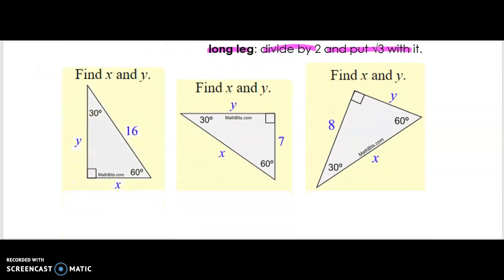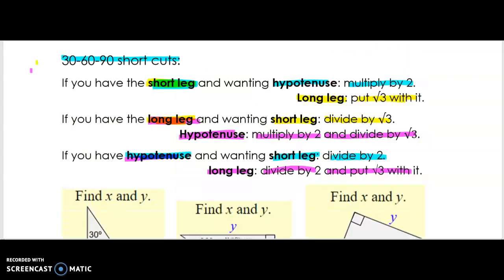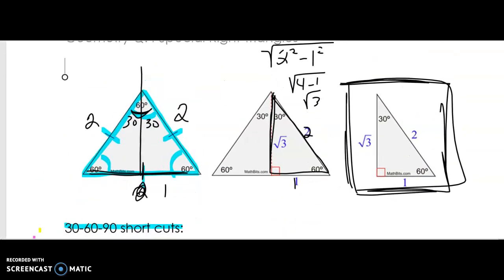Let's do short leg and hypotenuse. Now let me reiterate. This is your hypotenuse, and the short leg, the leg that is across from 30 degrees, is always half as big as the hypotenuse. So let's talk about hypotenuse and short legs.